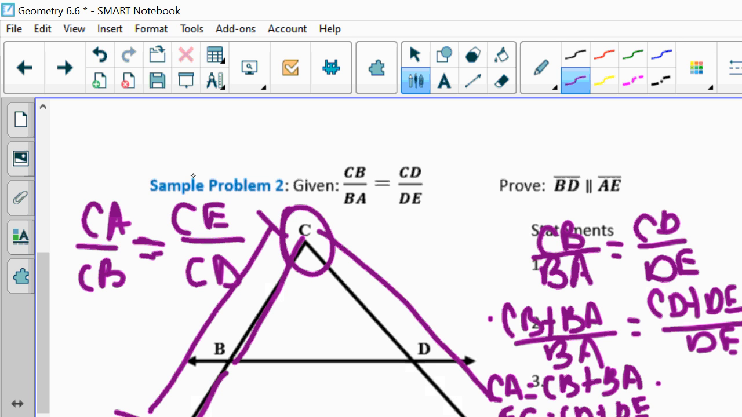I can get that angle up there, right? Angle C congruent to angle C by the reflexive property of congruence. So now I can say that these triangles are similar. So I can say triangle, let's see, CAE is similar to triangle CBD by the SAS similarity theorem.